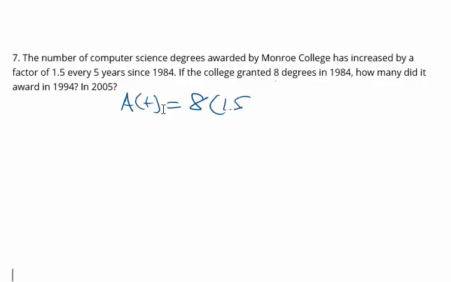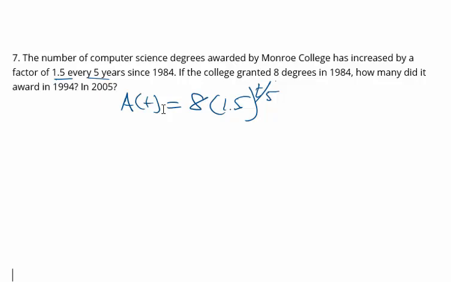So if it gives you a growth or decay factor, you're just going to use it. But this is 1.5 every 5 years, kind of like the last problem. So if it said increased annually by a factor of 1.5, I would just put 1.5 to the T here. But it didn't say that, so we're going to raise 1.5 to the T over 5.